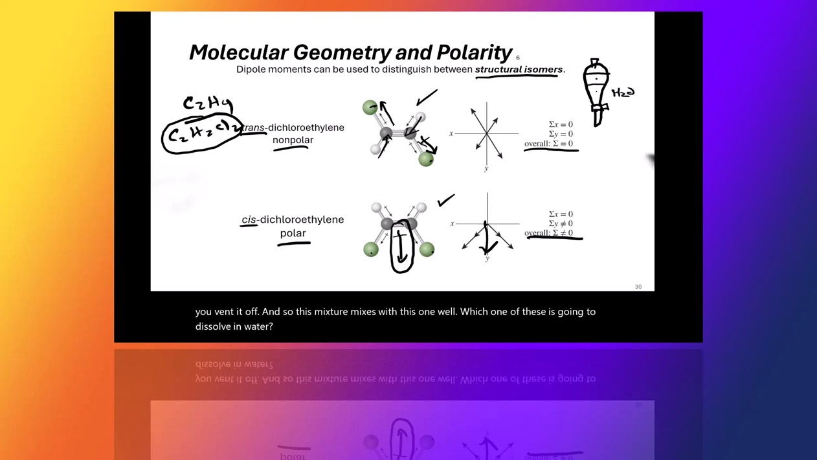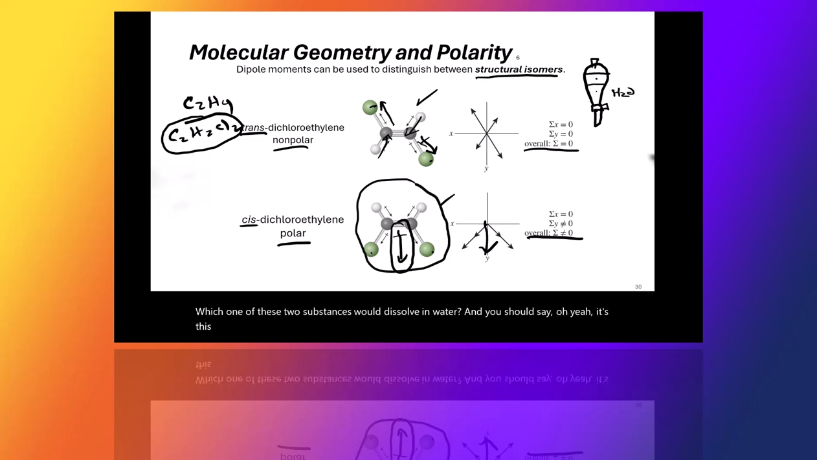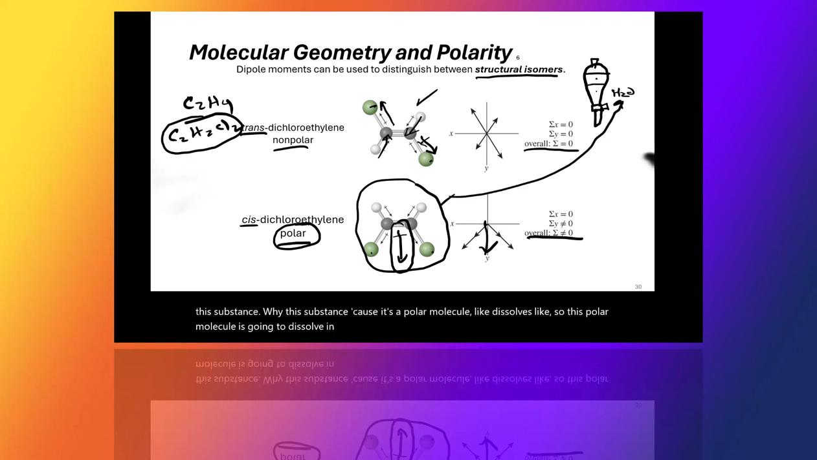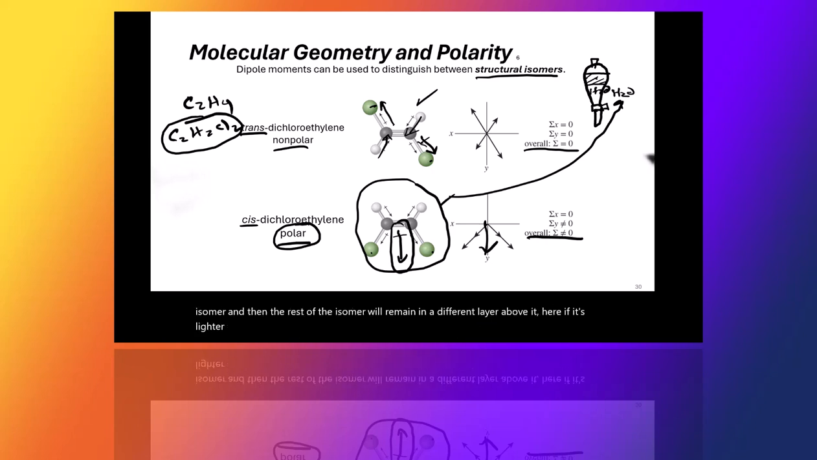Which one of these two substances would dissolve in water? And you should say, oh yeah, it's this substance. Why this substance? Because it's a polar molecule. Like dissolves like. So this polar molecule is going to dissolve in the polar water. And so the water will contain the cis isomer, and then the rest of the isomer will remain in a different layer above it here, if it's lighter than the density of water, which it is.